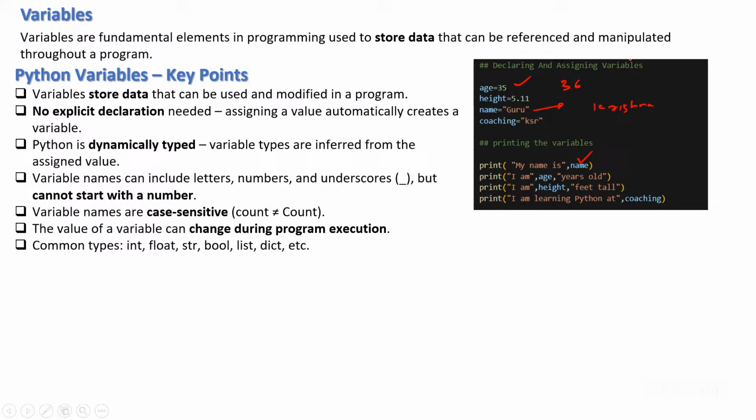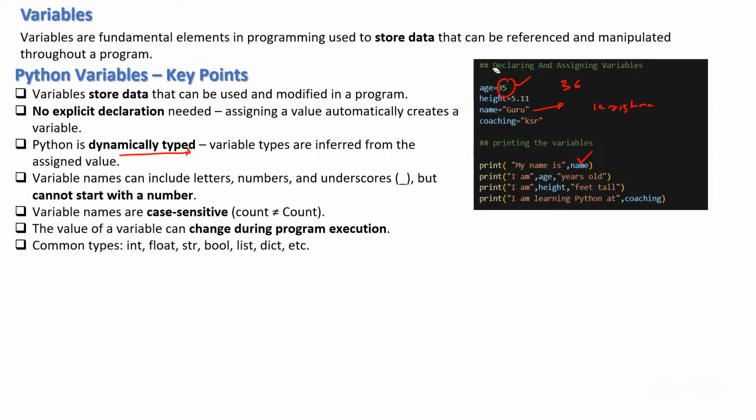We have a few key points with respect to a variable. Whenever a variable is defined, we need not explicitly create a data type. It is something called dynamically typed. What do you understand by the word dynamically typed? See, dynamically typed is nothing but this: if I say age is equal to 35, now 35 is a kind of integer.